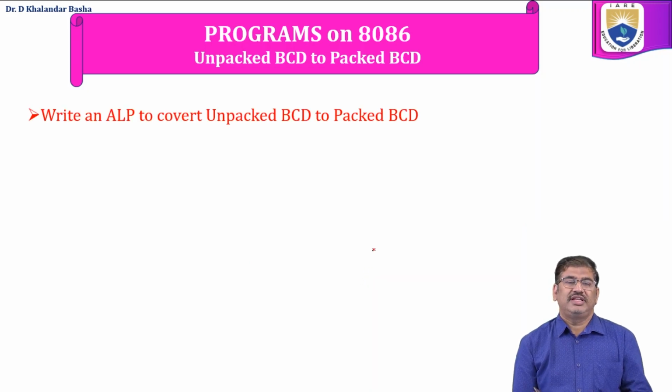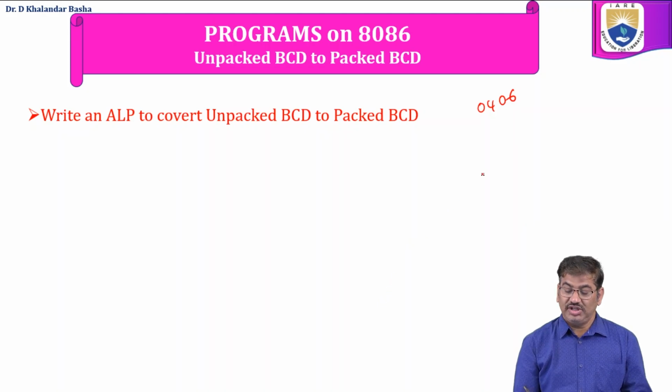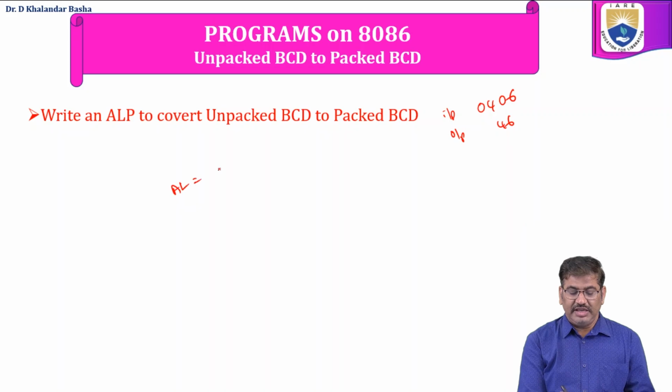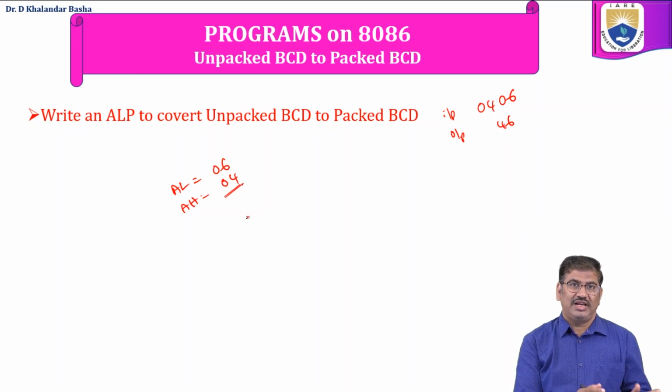Now, the next program we will see is for converting an unpacked BCD number into a packed BCD number. Write an ALP to convert unpacked BCD to packed BCD number. In this case, we will take the unpacked BCD number 0406 as input, and the output we expect is 46H. So how can we do this? AL will consist of 06H, AH will consist of 04H. Now this 04H will be shifted towards the left side by 4 bits. Either you can go for a shift towards the left side or rotate without carry. In that case, you will get this value as 40H after the shift operation.